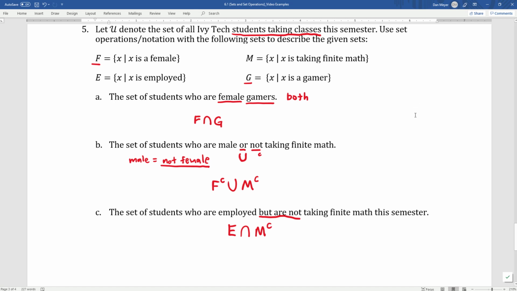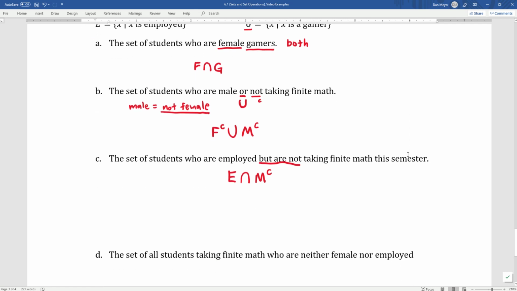That would be a weird way to describe that set, right, though? Employed but, I mean, I guess, that'd be a weird way to describe that set in the real world.